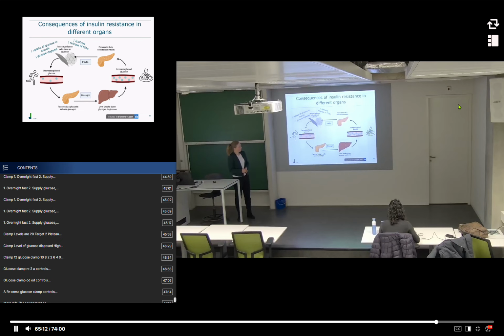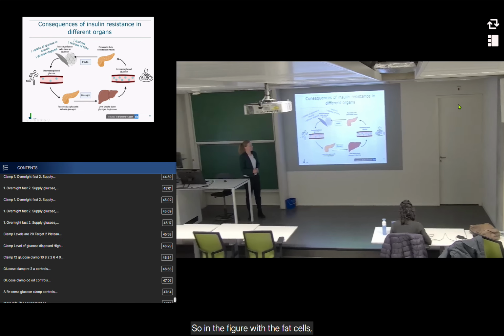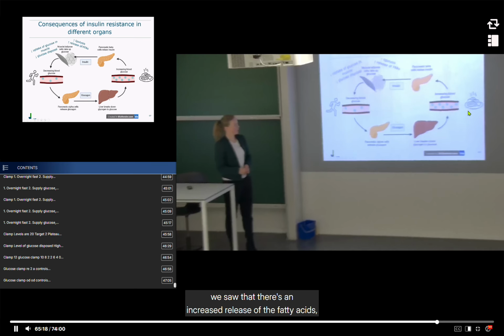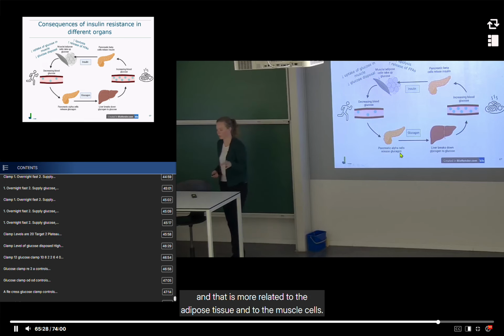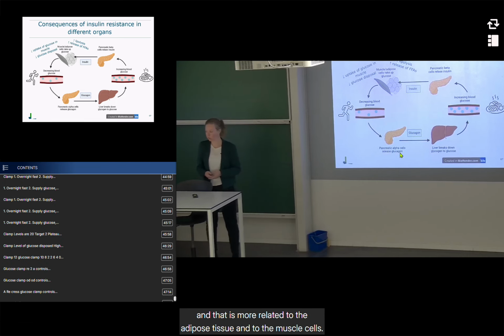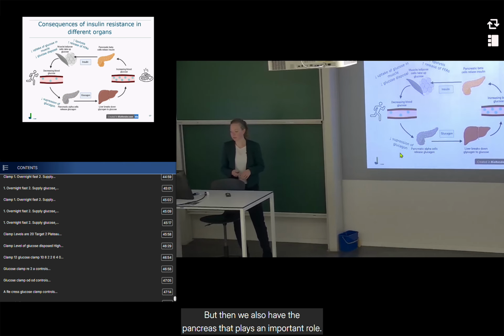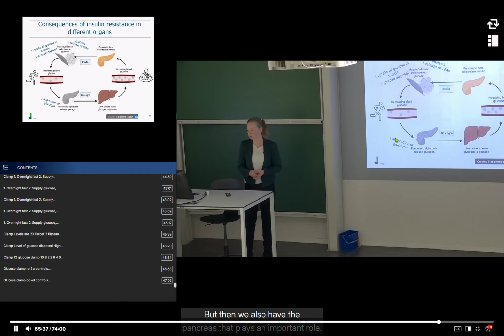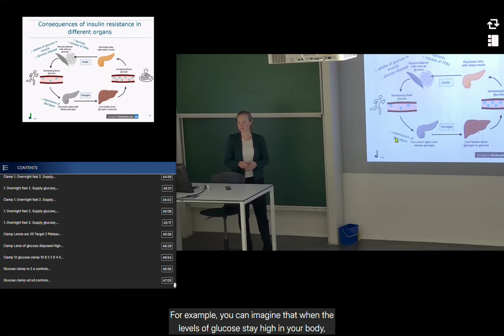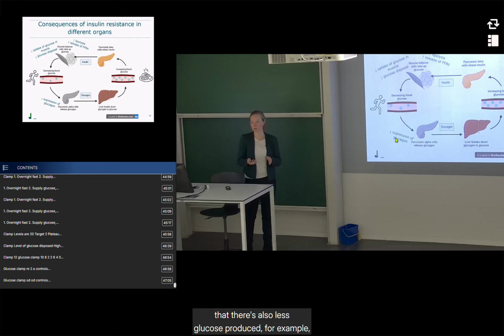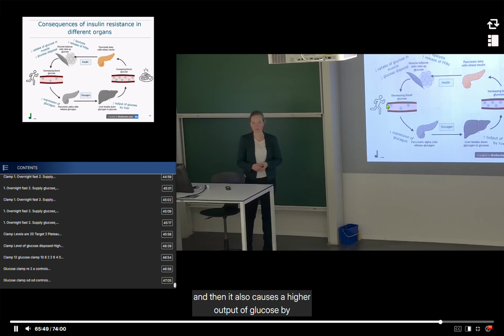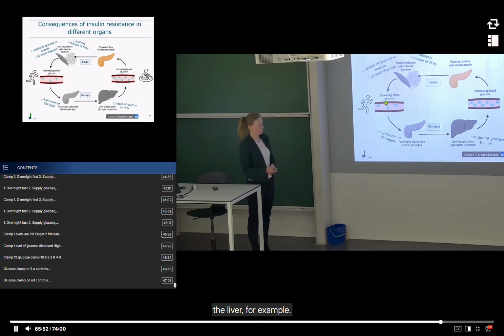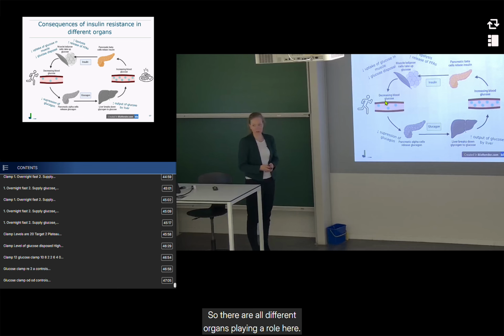So in the figure with the fat cells, we saw that there's an increased release of free fatty acids, and this is causing a reduction in the uptake of glucose in the muscle and a reduction in glucose disposal. That is more related to the adipose tissue and the muscle cells. But then we also have the pancreas that plays an important role. For example, you can imagine that when the levels of glucose stay high in your body, there's also less glucagon produced, and it also causes a higher output of glucose by the liver. So there are all different organs playing a role here.